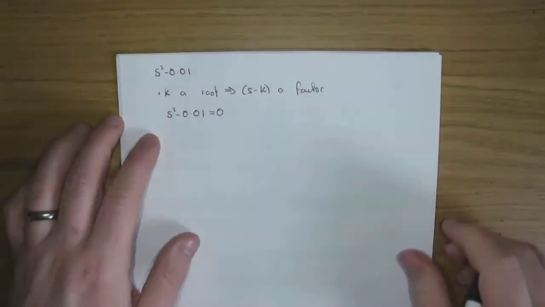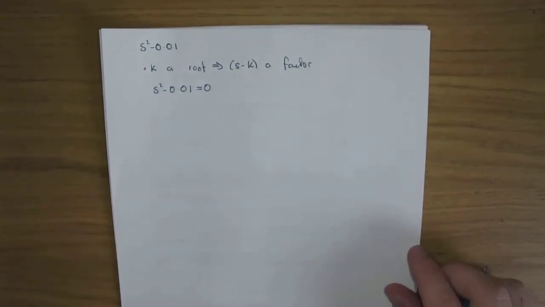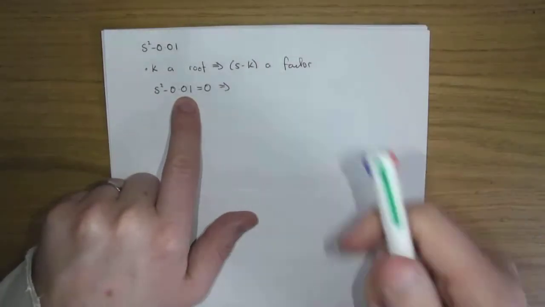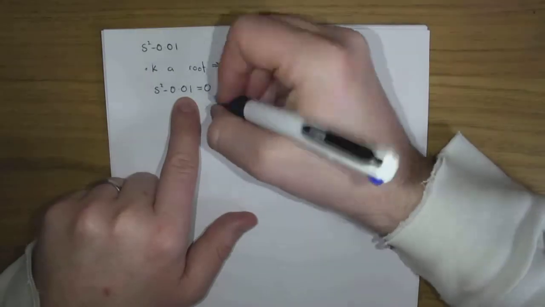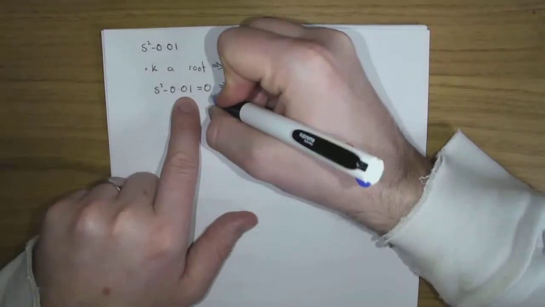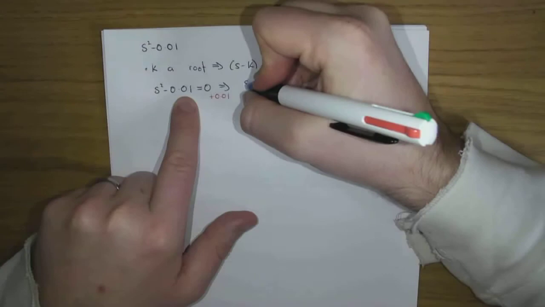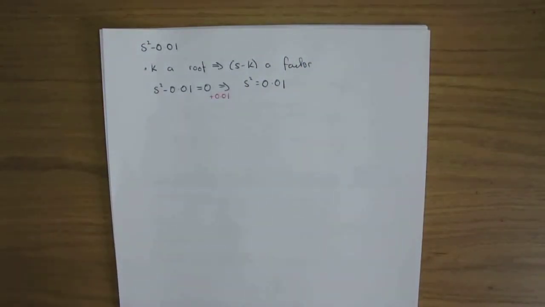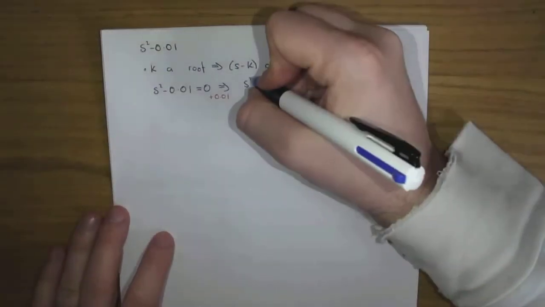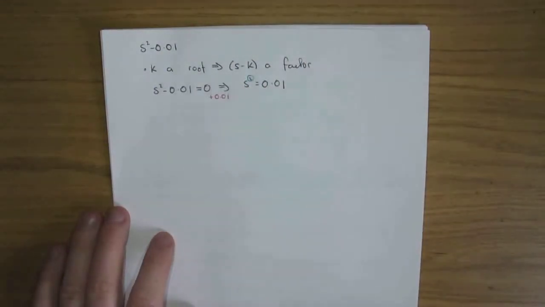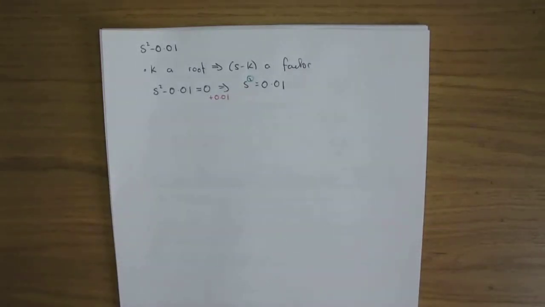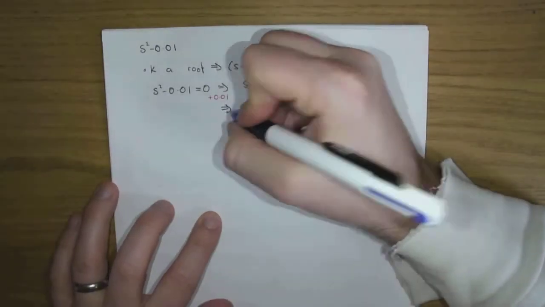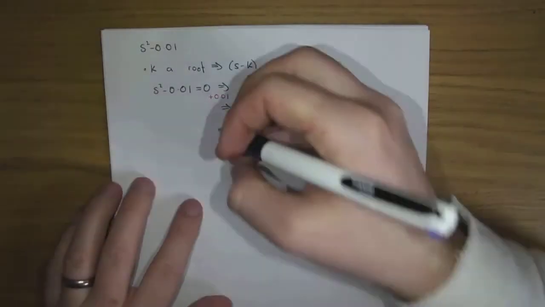And then you're solving this for s, you could add 0.01 to both sides. And you end up with s squared is equal to 0.01. Now at this point, you just have to be careful to note that there are two solutions, there are two roots, because it's very easy here to end up with one of them and not the other. So you look at the square there, and the inverse of the square is square root, so you apply square root to both sides.